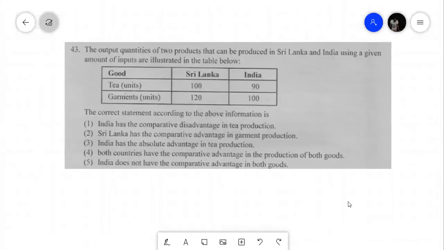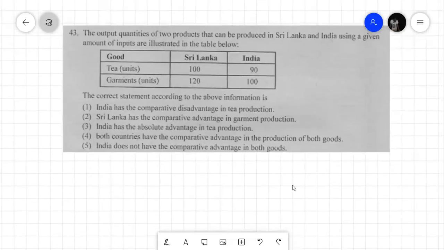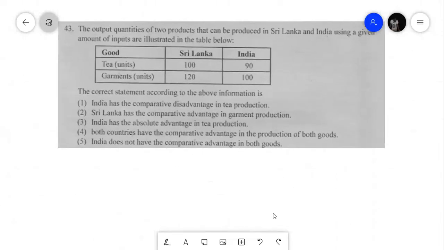They have given you the output units of 2 products, for Sri Lanka and India, and they're asking what is the correct statement. So what you have to do is find the absolute advantage, find the comparative advantage, and then based on that give your answer. We'll do it together. Guys, give me absolute advantage. Tell me which country has the absolute advantage. If you take tea, who can produce more tea?